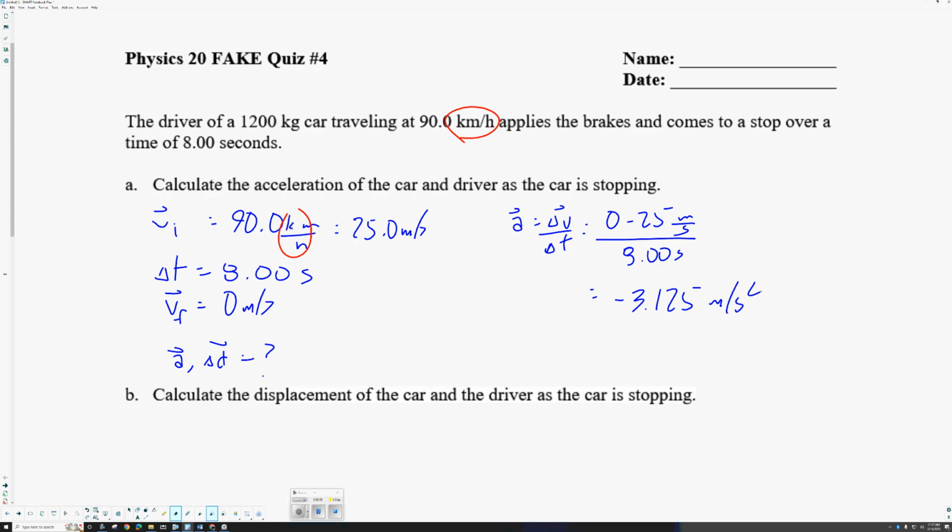We should round that to 3 digits, because we've got 3 digits here. Final answer should be 3 digits. The fourth digit is a 5, so the third digit should round. So we're going to say negative 3.13 meters per second squared.